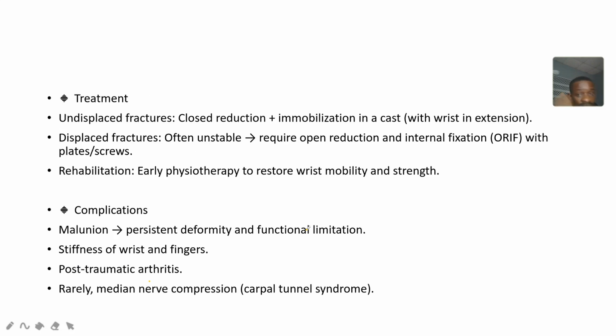So treatment: if the fracture is undisplaced, you just do closed reduction and immobilization. If the fracture is displaced, you require open reduction and internal fixation. Then you rehabilitate, so early physiotherapy to restore the wrist mobility and strength. Complications: it could actually lead to malunion, where there's persistent deformity. It could lead to stiffness of the wrist and fingers. Then you can also have arthritis occurring after. Then rarely you can have median nerve compression.